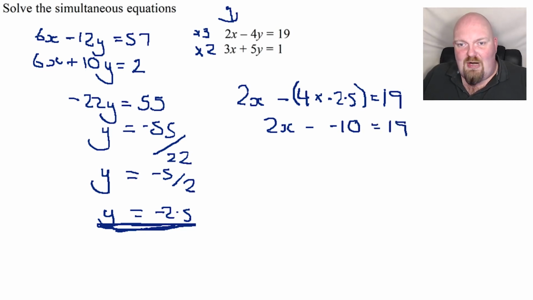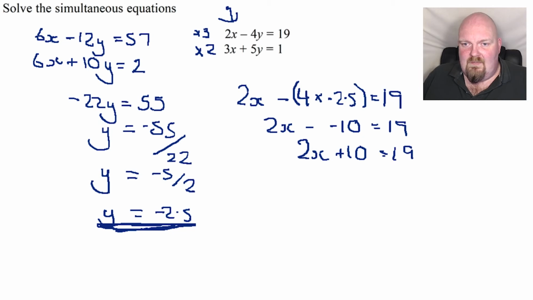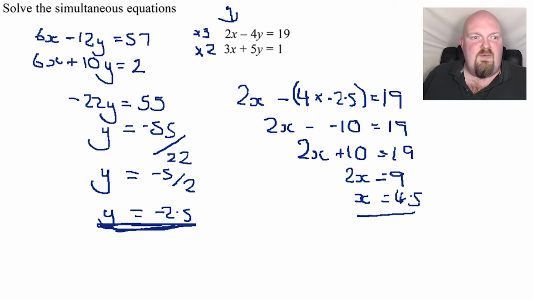If I subtract a negative, then my values are going to increase. Or in other words, I'm going to add them. So what I'm actually doing is 2x plus 10 equals 19. And if that's the case, by rearranging, I get that 2x equals 9 and x equals 4.5. So there's my value of x.